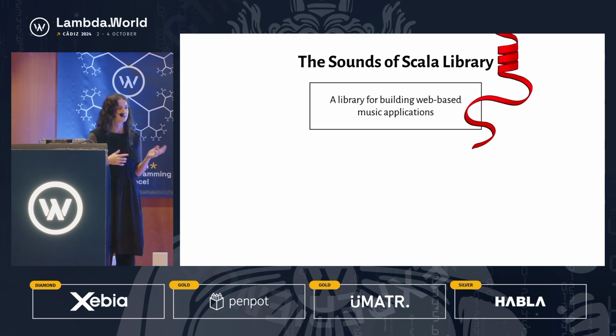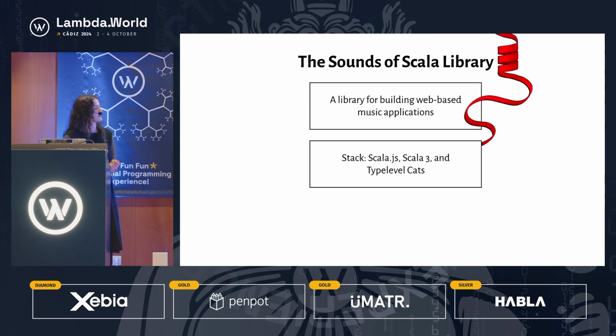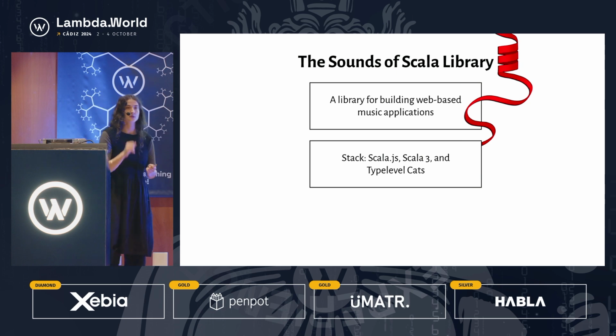By framing technical aspects of functional programming in a creative context, it's also great for education because it makes certain aspects of functional programming more accessible to people. It has a stack of Scala.js, Scala 3, and Typelevel Cats. For those unfamiliar, Scala.js compiles Scala code into JavaScript, which means we can write client-side web applications while still keeping all the benefits of Scala, so strong type system, functional programming capabilities, and expressive syntax.